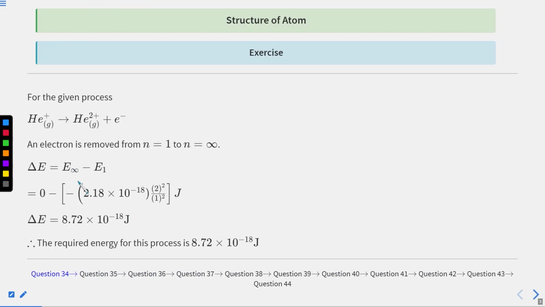So E infinity minus this one would give us 8.72 into 10 to the power minus 18 joule. Correct? No problem. Here again we have done the same thing. E infinity value comes 0. E1 is 2.18 into 10 to the power minus 18, 2 square by 1 square.